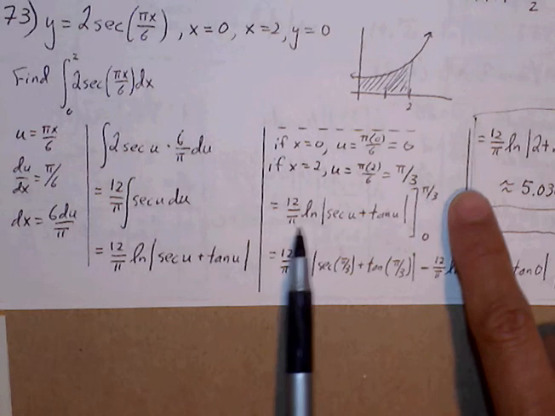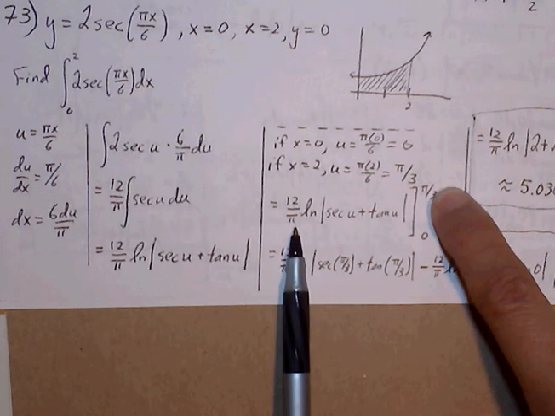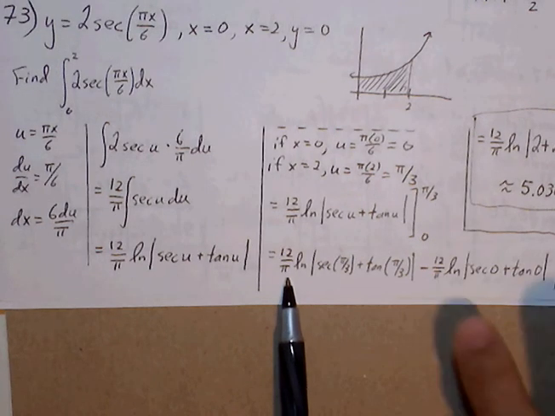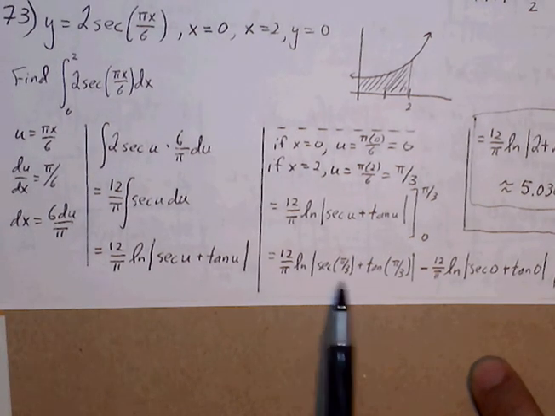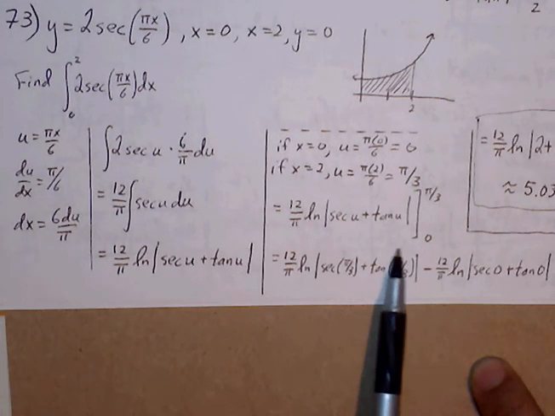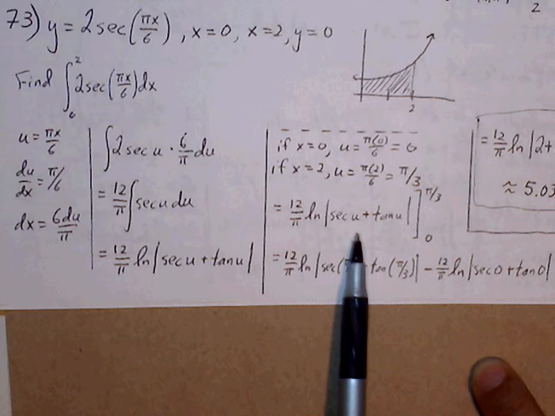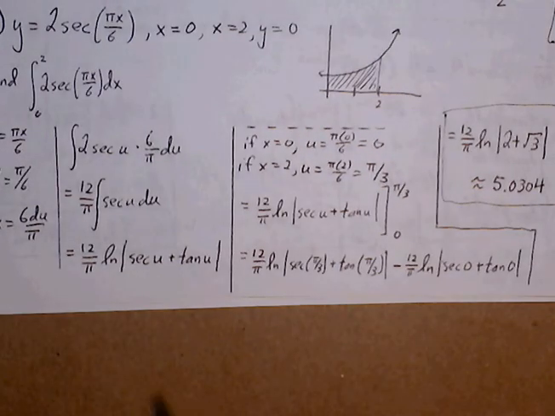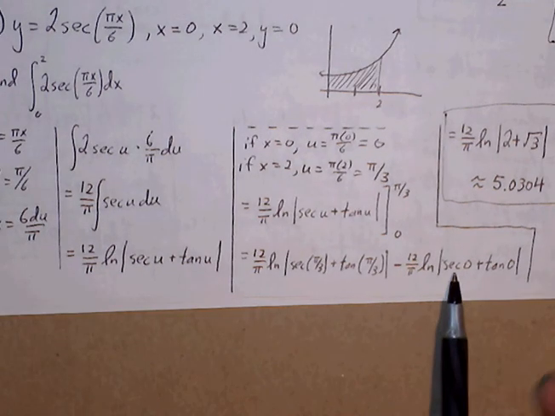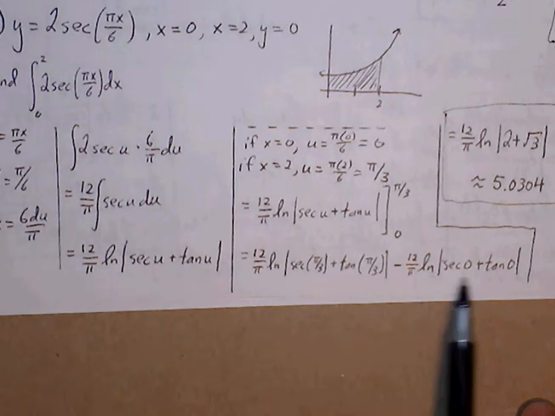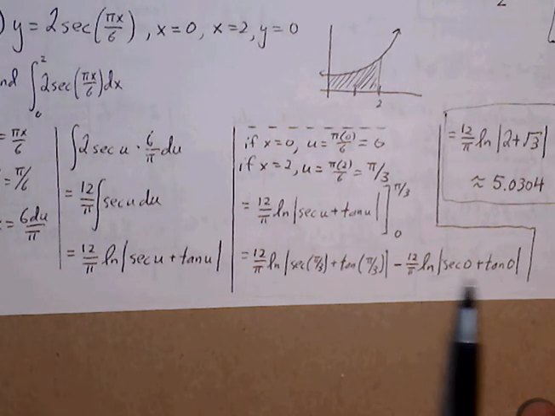So now we just want to plug in. The upper bound is pi over 3. Plug in for each of the u values. So we get 12 over pi natural log of secant of pi over 3 plus tangent of pi over 3 minus, now plug in the lower bound, 0 goes in for u, 12 over pi natural log of secant of 0 plus tangent of 0. Secant of 0 plus tangent of 0 will just come out to be a 1, so natural log of 1 is 0. So all this will just drop out.